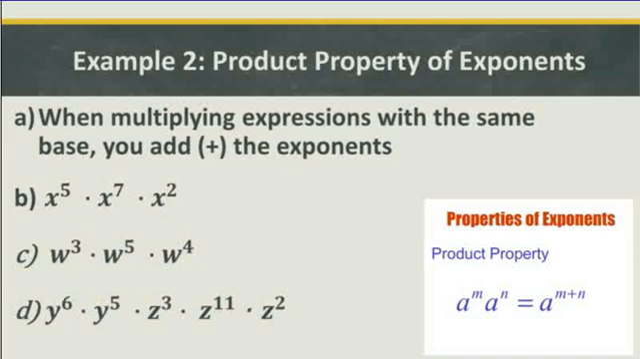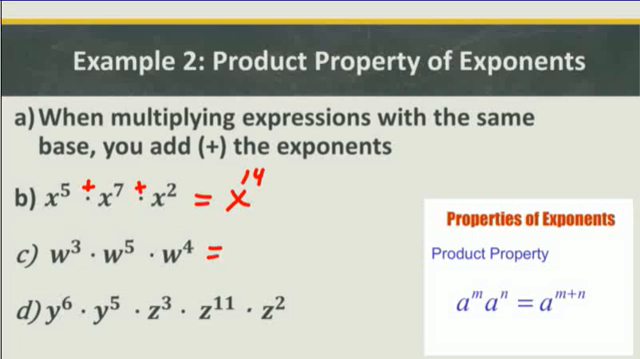Next example, product property of exponents. The property says when you multiply expressions with the same base, you add the exponents. So the base stays the same. As long as they're the same, you just add the exponents. So on letter B here, it says x to the 5th times x to the 7th times x to the 2nd. You just add the exponents, so that gives you x to the 14th. 5 plus 7 is 12, plus 2 gives you 14.